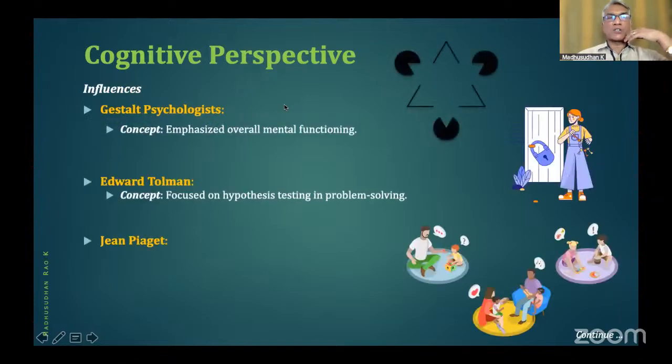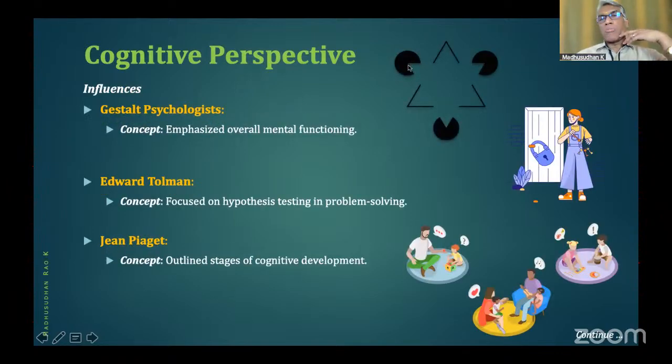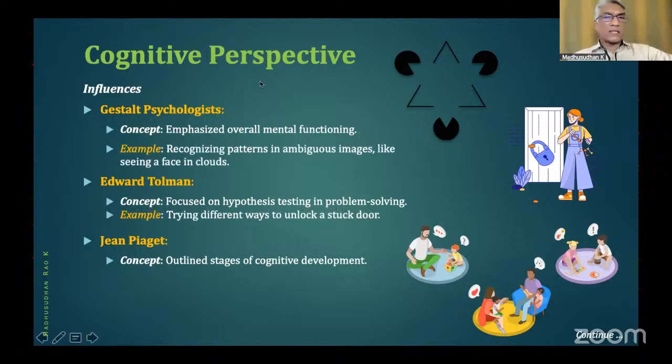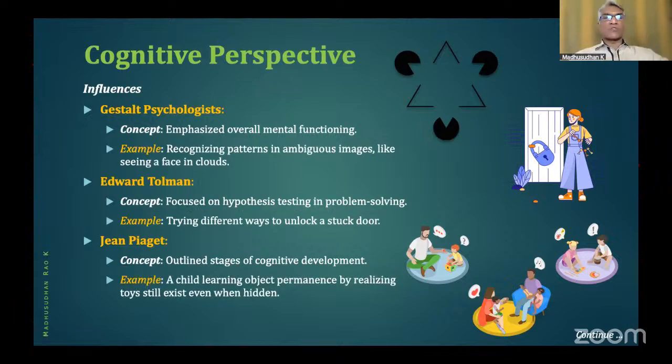Gestalt psychology influenced it, as I said, if you look at it as a whole, you can see two triangles and three circles bisecting each other. Separately, it doesn't make sense. So look at it as a whole, they said. So the concept emphasizes overall mental functioning. So what does it say? Recognizing patterns in ambiguous images, like seeing a face in the clouds, etc.